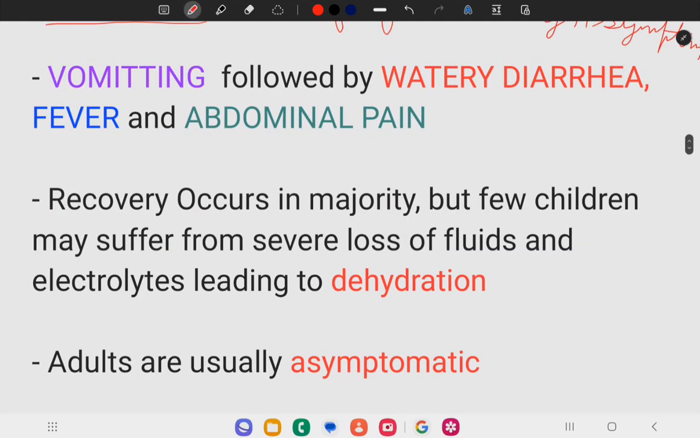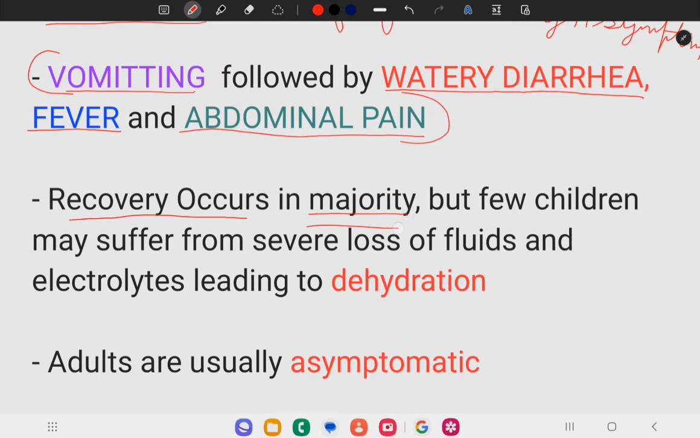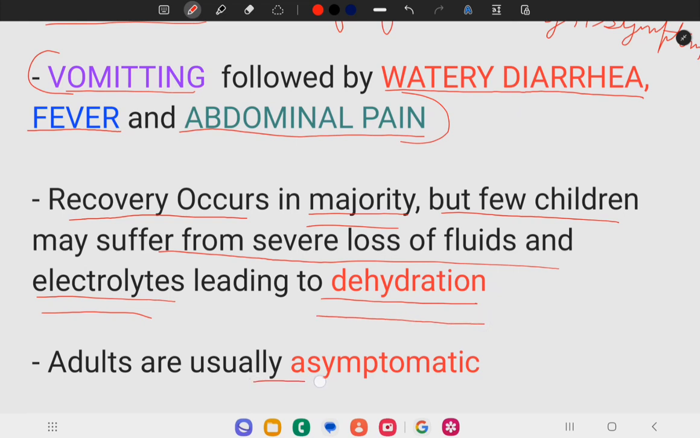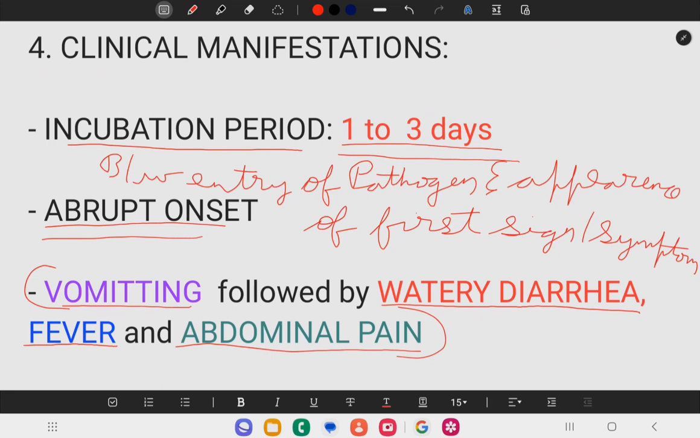First, vomiting occurs, which is followed by watery diarrhea, fever, and abdominal pain. These are the presenting features. Recovery occurs in the majority of cases, but few children may suffer from severe loss of fluids and electrolytes because of vomiting and watery diarrhea, which will lead to dehydration. Adults are usually asymptomatic. We are done with clinical features.